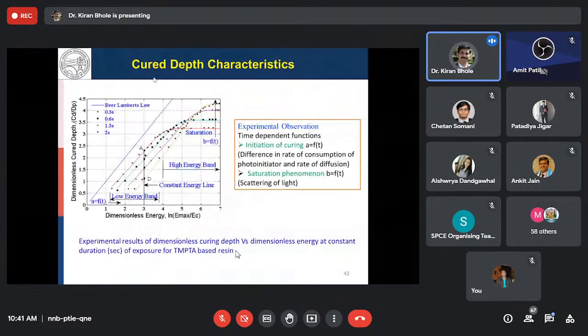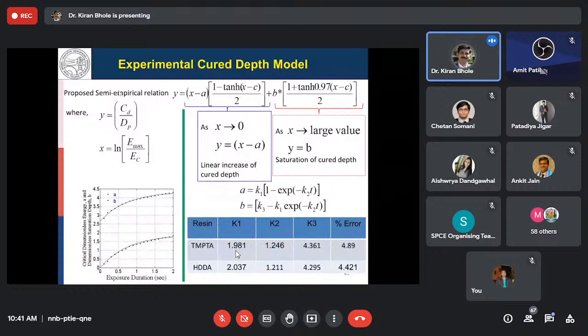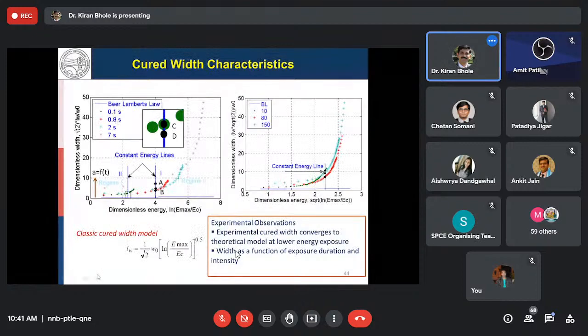This characteristic is then captured with the help of an empirical relation. I will skip this. Someone interested can contact me later on for this particular matter. Then, similar to the cure depth, the cure width is also normalized and then obtained, and this particular characteristic is obtained. This is typically to have a good surface roughness of the final product. This characteristic is helpful for that particular purpose.